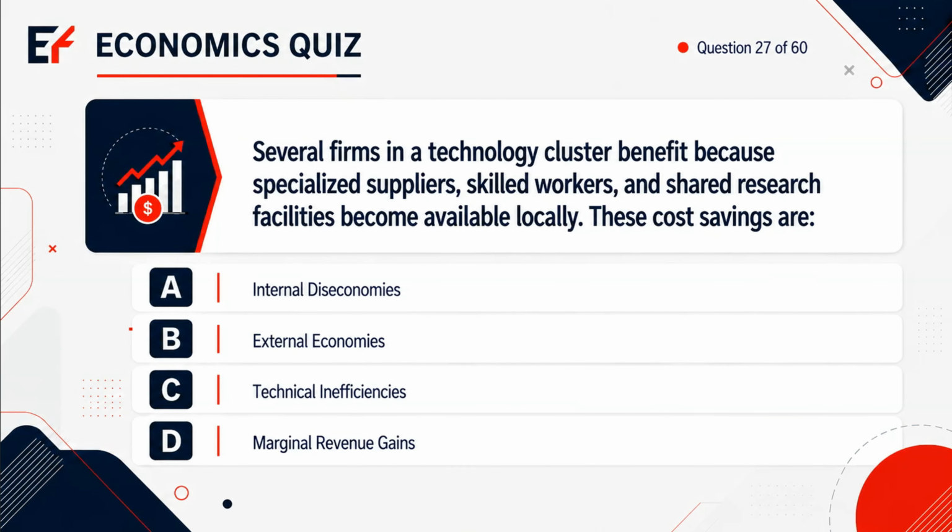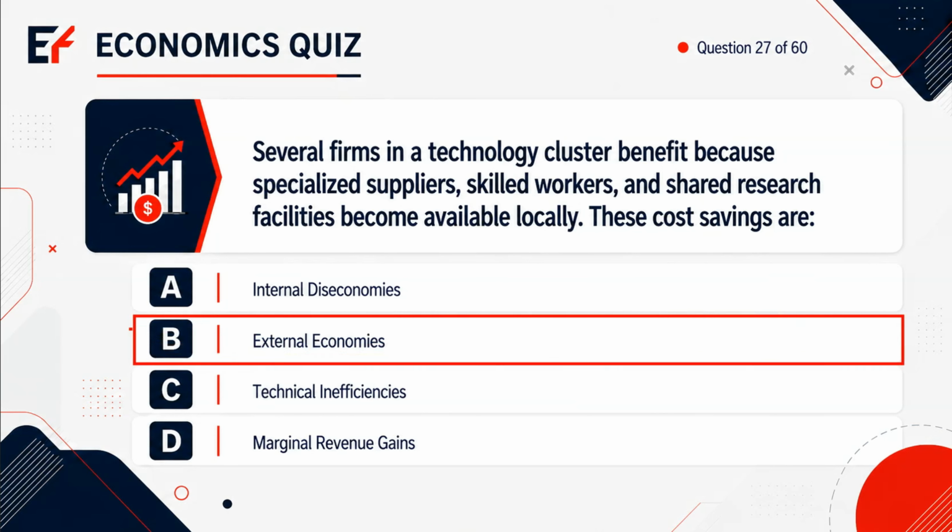Question 27. Several firms in a technology cluster benefit because specialized suppliers, skilled workers, and shared research facilities become available locally. These cost savings are A. Internal diseconomies, B. External economies, C. Technical inefficiencies, D. Marginal revenue gains. The correct answer is B. Let's identify where the benefit comes from.